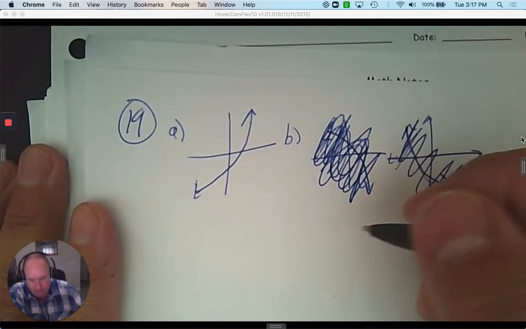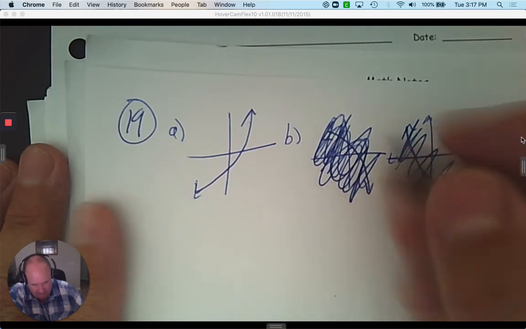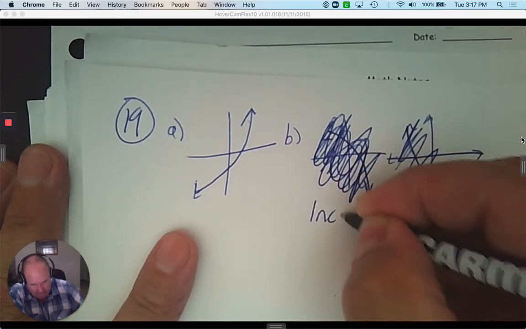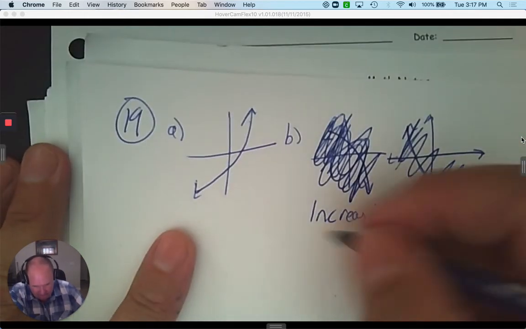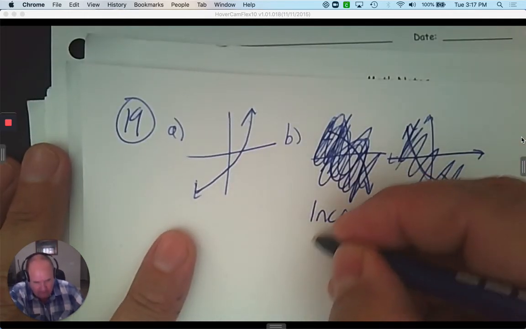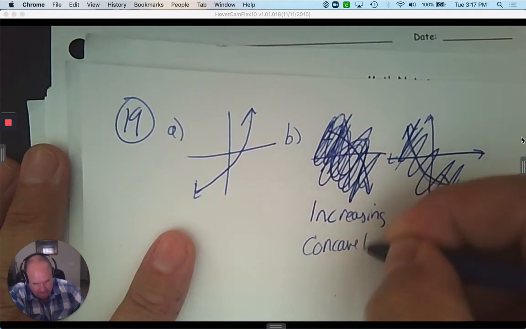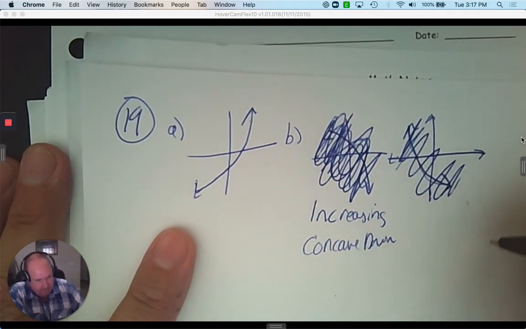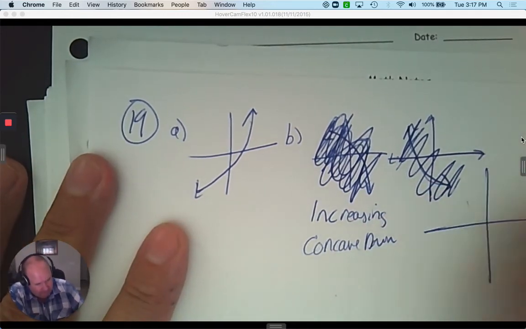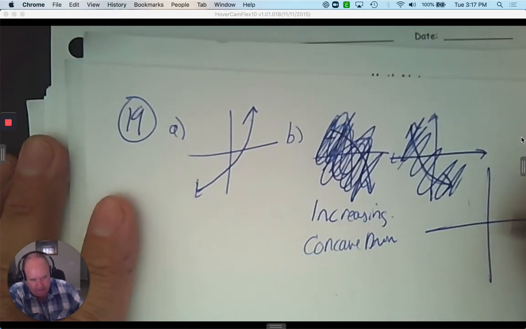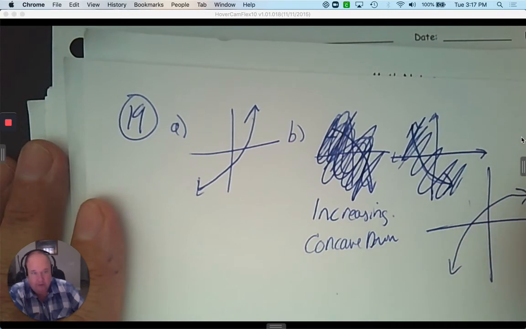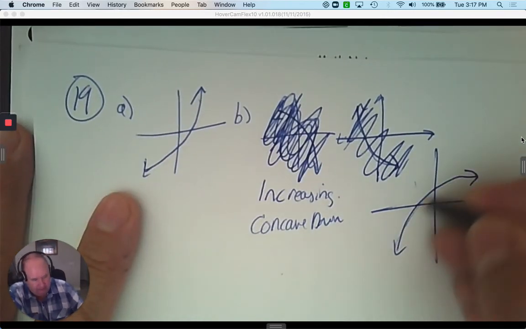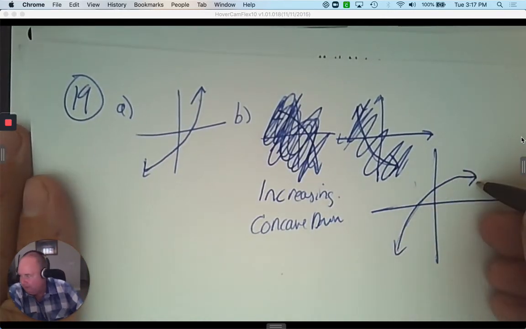So when it says the slope is always positive, that means it's increasing. When it says the slope is decreasing, slope decreasing means concave down. So now let's try this again. So I want to increase but be concave down. So do you see the frown? There's an example of concave down but increasing.